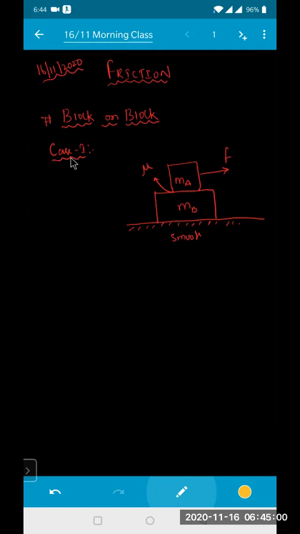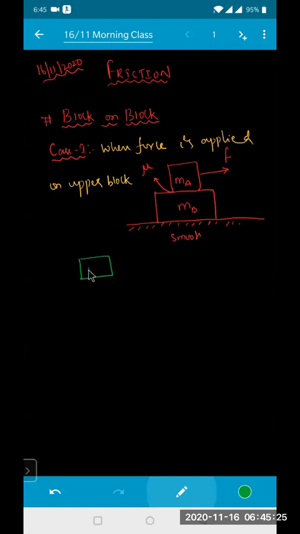So case number 1: when force is applied on the upper block. Now see, can you draw the free body diagram for this one? This is your mass A. On this one you are applying a force of capital F. And there is another block B, of mass MB. There is no force acting on this one. Frictional force acting on this body will be in this direction, that is nothing but f.